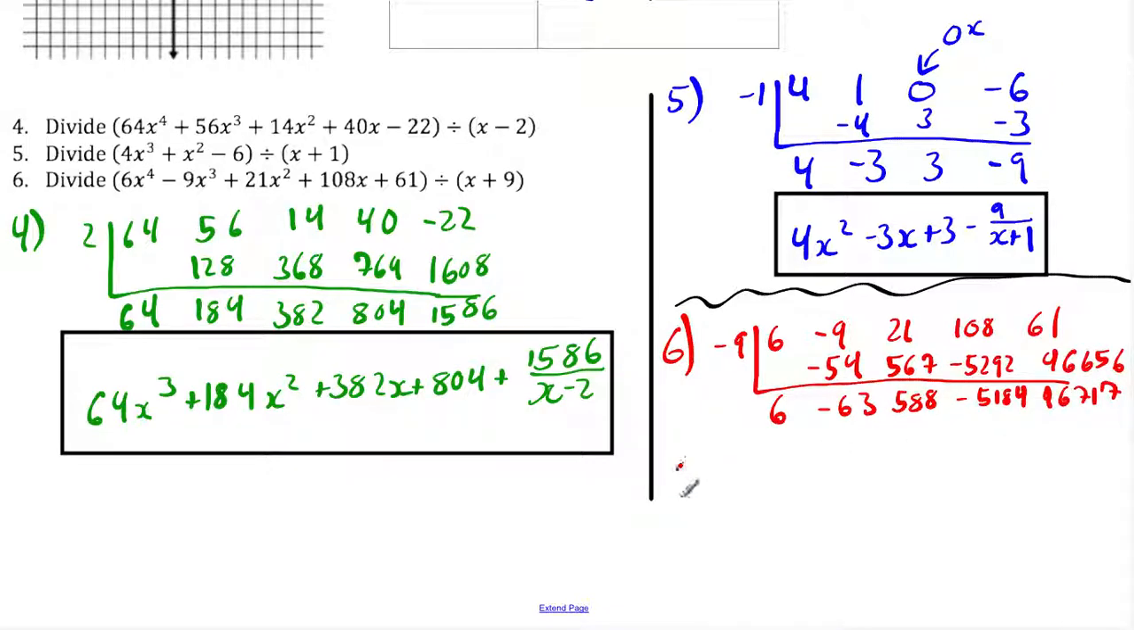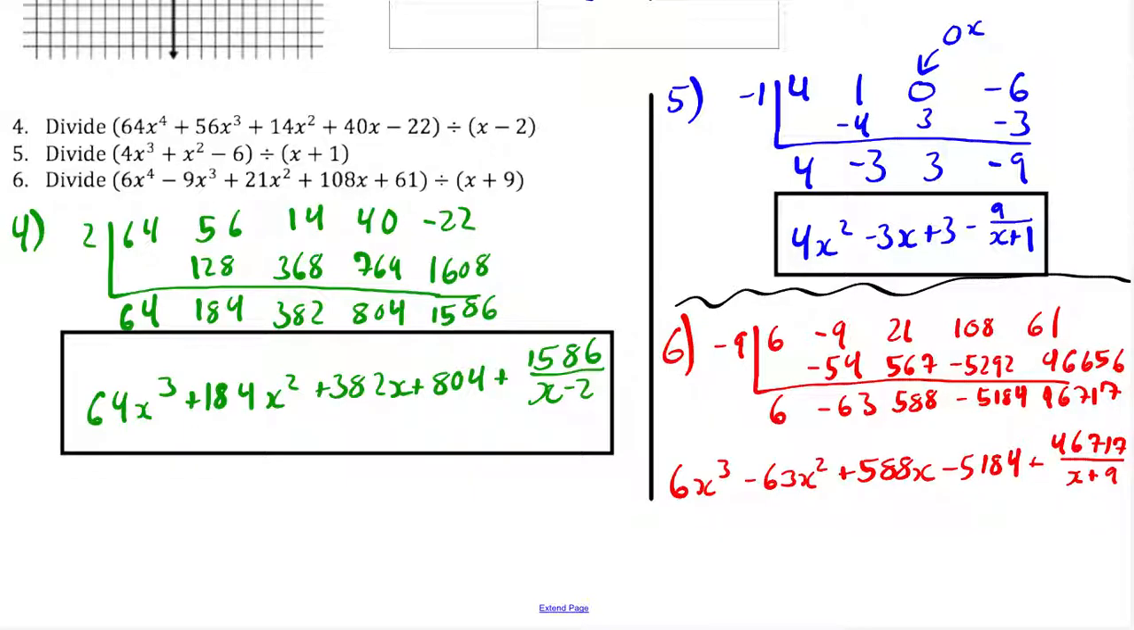46,717. So my final answer is going to be 6x to the third minus 63x squared plus 588x minus 5,184 plus 46,717 divided by x plus 9.